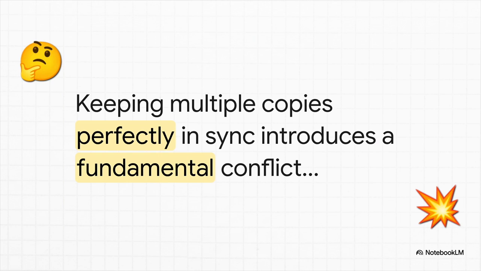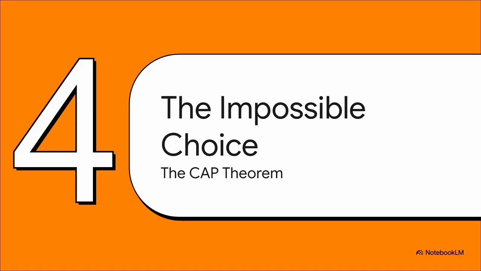Trying to keep all those copies of your data perfectly synchronized across different machines, especially when the network gets flaky, that creates a fundamental, really difficult problem that's right at the heart of designing distributed systems. And this difficult problem leads us straight to a very famous principle in computer science. You might have heard of it. It's called the CAP theorem. And what it does is present every system designer with what feels like an impossible choice.